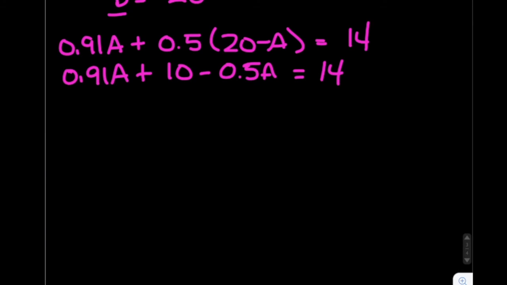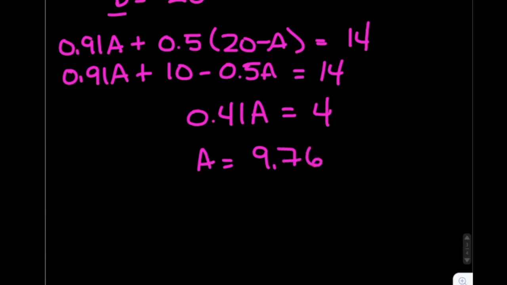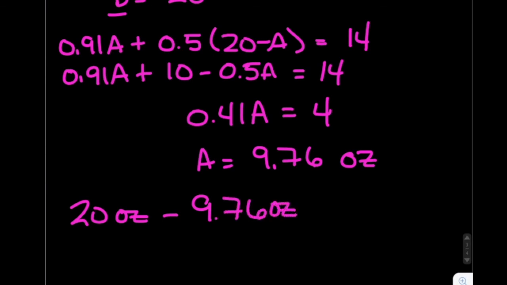0.91A minus 0.5A gives us 0.41A. I'll also move that 10 over. That becomes a negative 10 on the other side, giving us 4. To isolate A, I divide 4 by 0.41, and I get that A is equal to 9.76 ounces. If we had 20 ounces total, and we subtract 9.76 ounces from that, we get that B is equal to 10.24 ounces.